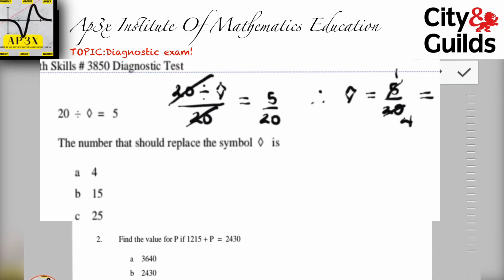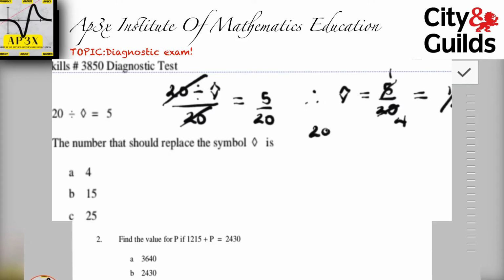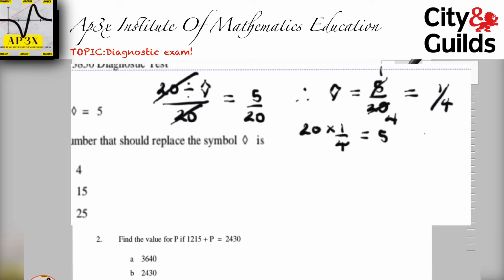So what this means is that if you take 20 and multiply it by a quarter, your answer is going to be 5. Basically, multiplying by a quarter is the same thing as dividing by 4, because the reciprocal, or inverse, of 4 is a quarter. So even though we got a quarter for our answer, 20 multiplied by 1 over 4 is really 20 all over 4. So technically, we are dividing by 4. So our answer there is A.